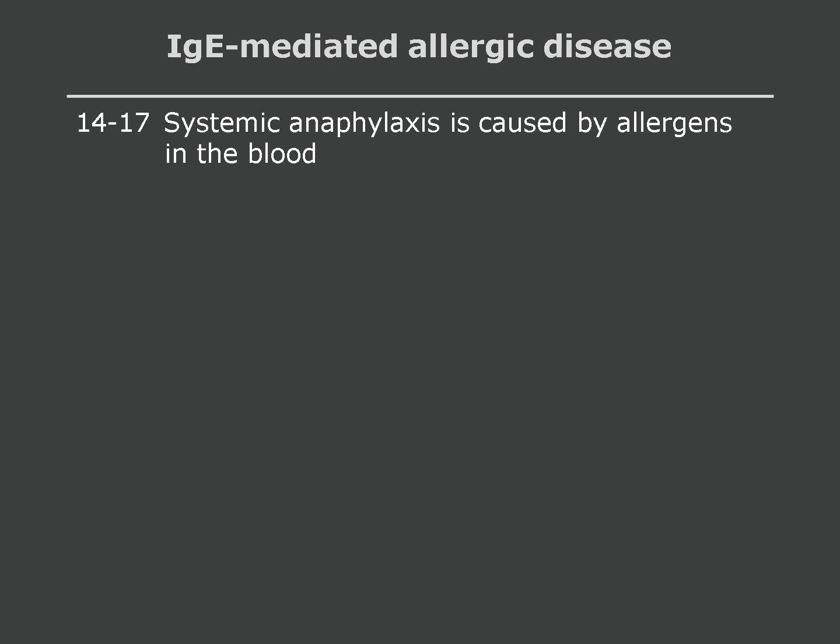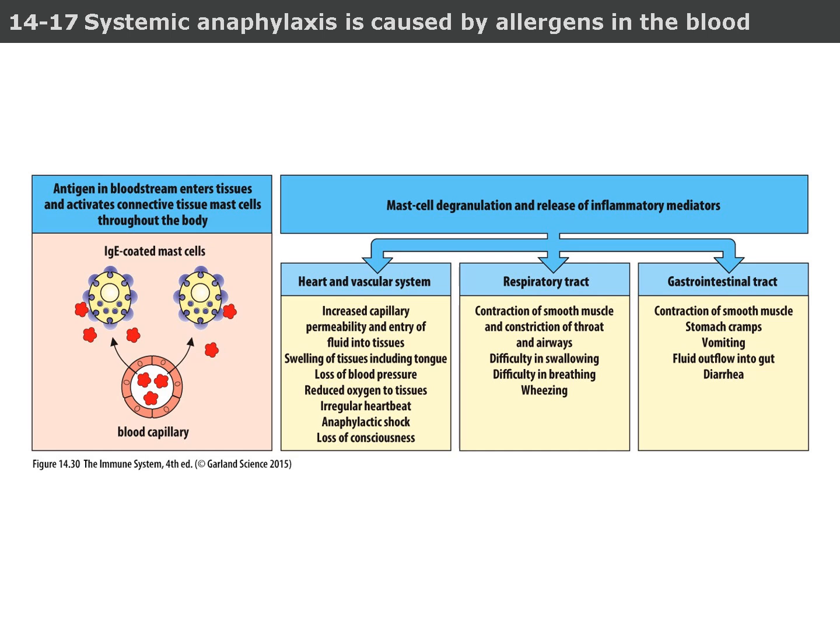Systemic anaphylaxis is caused by allergens in the blood. When an antigen enters the bloodstream, it activates IgE-coated mast cells throughout the body. Upon degranulation, these mast cells release inflammatory mediators that affect multiple systems. In the heart and vascular system, there is increased capillary permeability and fluid leakage into tissues, leading to swelling, loss of blood pressure, reduced oxygen delivery, irregular heartbeat, anaphylactic shock, and potential loss of consciousness.